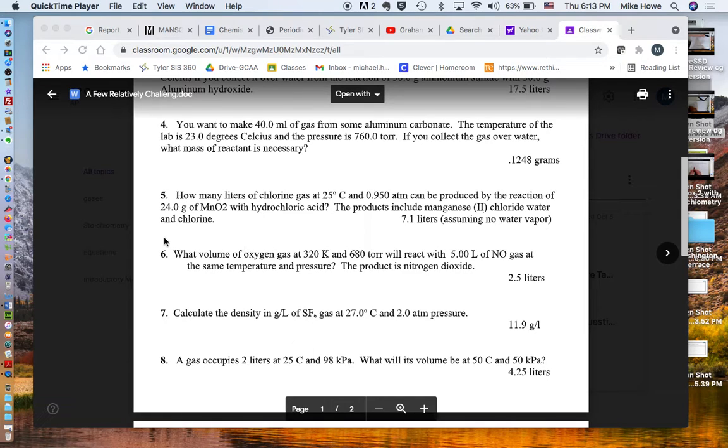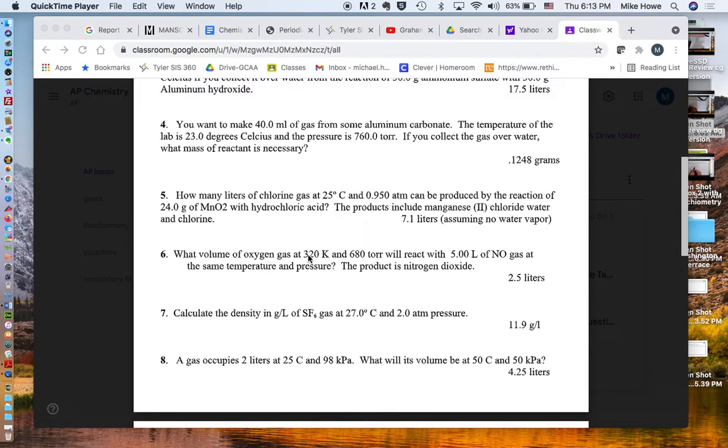So here we are with question 6. All right, on question 6, you have 5 liters, and you can change it to moles by using PV equals nRT, and then you can do the mole ratios, and you can change it back into volumes of oxygen using PV equals nRT. But you're going to find yourself kind of doing the same thing twice.